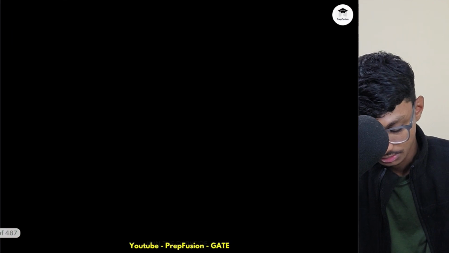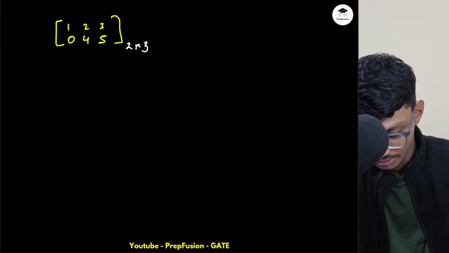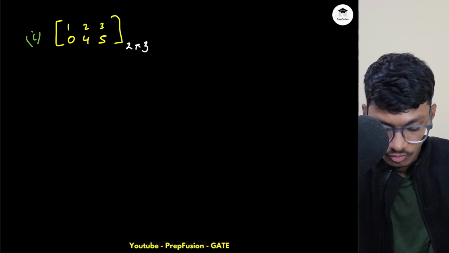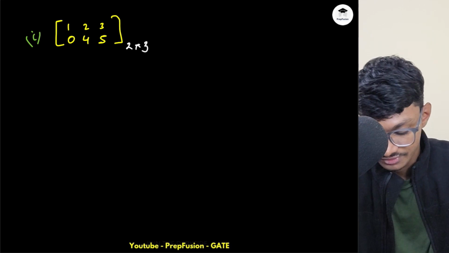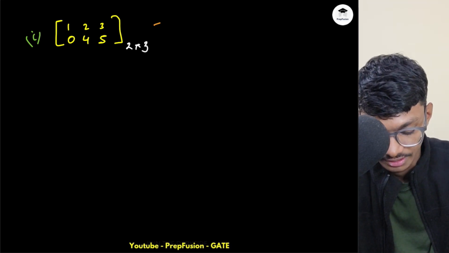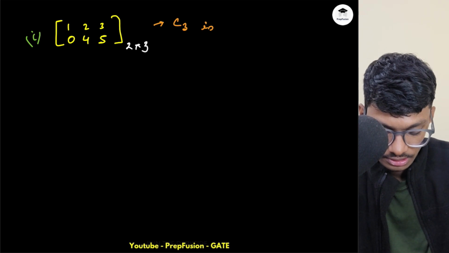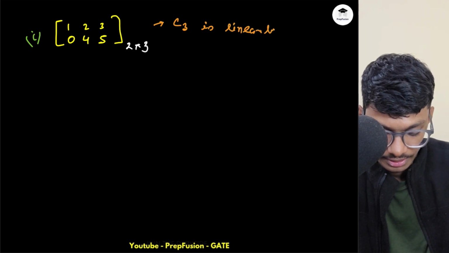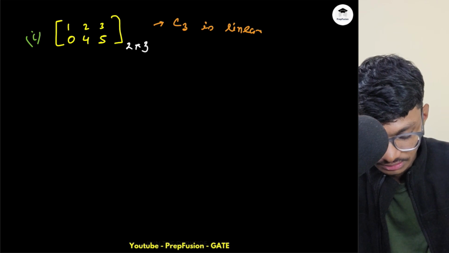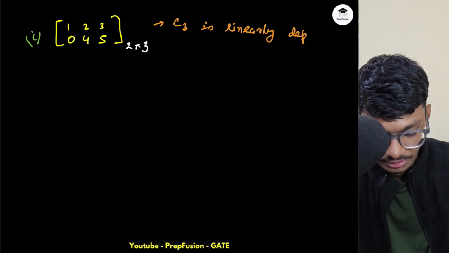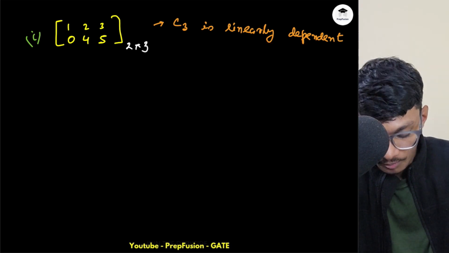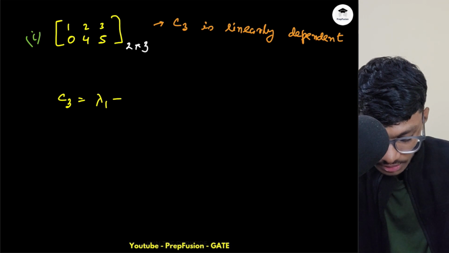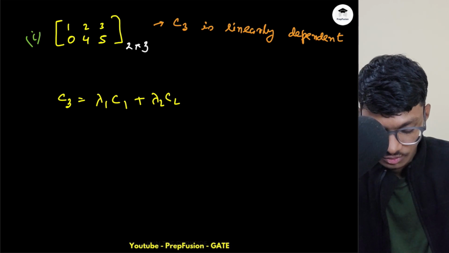So here, if I take this matrix again, what do you mean by independent columns? Linearly dependent or independent columns. If we are saying that C3 is linearly dependent, what do you mean by this? If this statement is given, that means we can write some linear combination of C1 and C2 which is equal to C3.